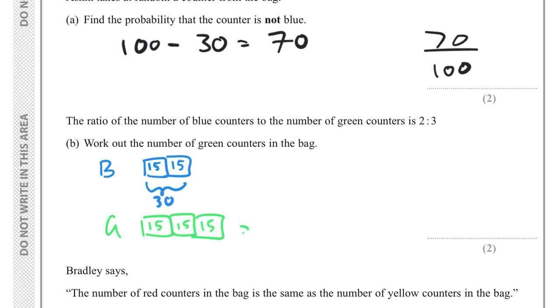So the total number of greens was 15 plus 15 plus 15. That is 45. Right? 45. Job done. Another 2 marks in the bag. Right? 45. Alright.